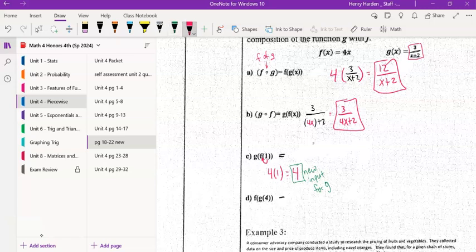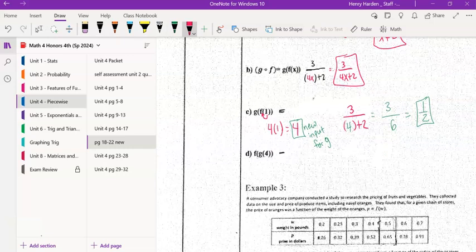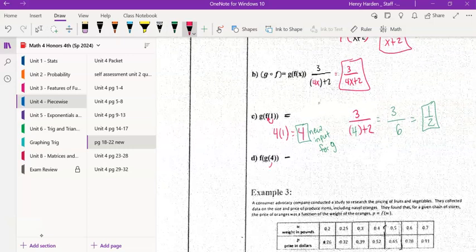So now we're going to go to where g is and we're going to put 4 in. So we're going to say 3 over 4 plus 2. And then that's going to come out to 3 over 6, which is 1/2. And that's our answer. All right, when we go the other direction, we just start with 4. So 4 goes into g. Remember, g is 3 over x plus 2. So 3 over 4 plus 2, which again is going to be 1/2.